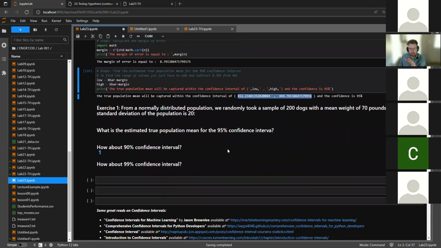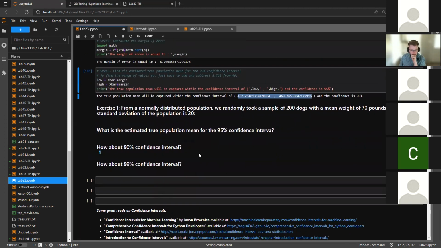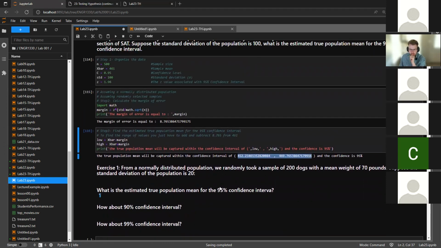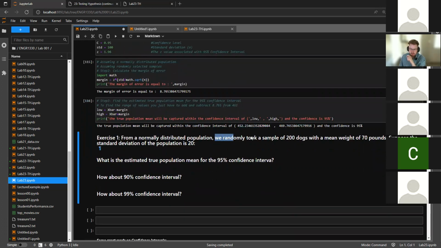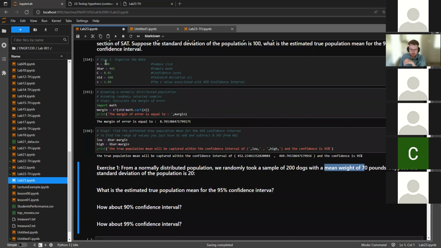So this next exercise is actually in the homework. We're going to run through, like I said, at least the 95% version of it. From a normally distributed population, we took a sample of 200 dogs, and the mean weight was 70 pounds. Suppose the standard deviation of the population is 20. Question 1. What is the estimated true population mean for a 95% confidence interval? Well, this is easy. We just did this. We just need to change up the numbers.